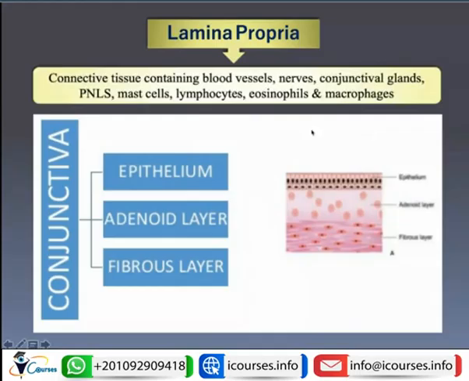And the connective tissue or the lamina propria or the stroma, it is like a stroma of any part of the tissue of the body. It consists of different structures like blood vessels and nerves and inflammatory cells such as polymorphonuclear leukocytes or mast cells or lymphocytes, eosinophils, and macrophages.